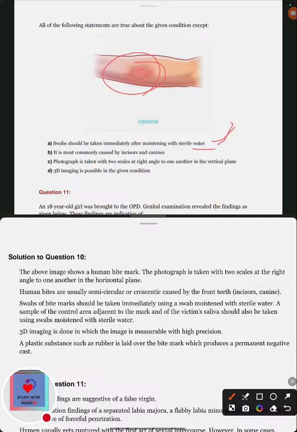Human bites are most commonly caused by incisors and canines. Yes, front-facing incisors and canines. Photograph is taken with two scales at right angles to one another in the horizontal plane, not vertical. 3D imaging is possible, and the image is measurable with high precision.